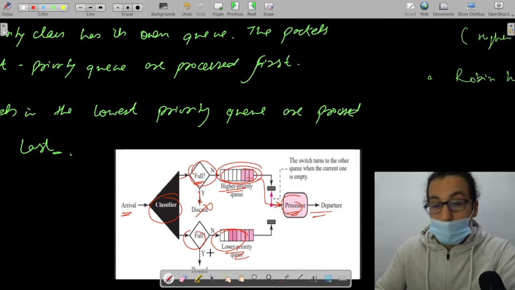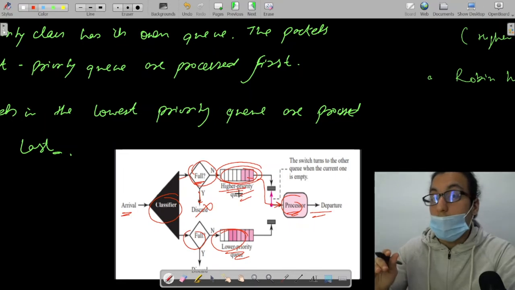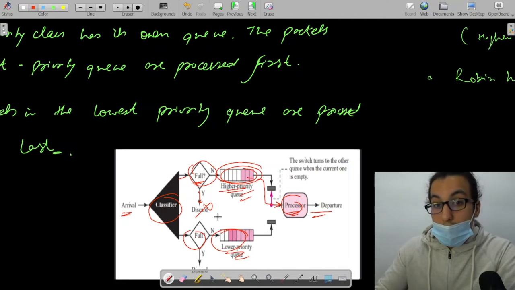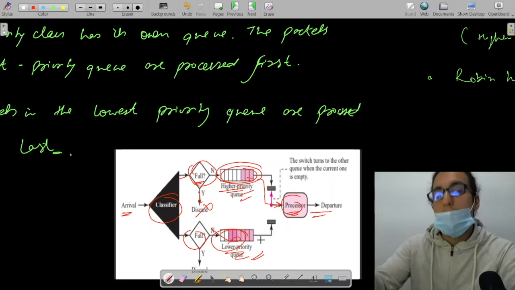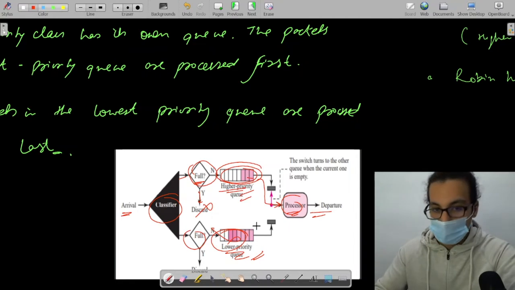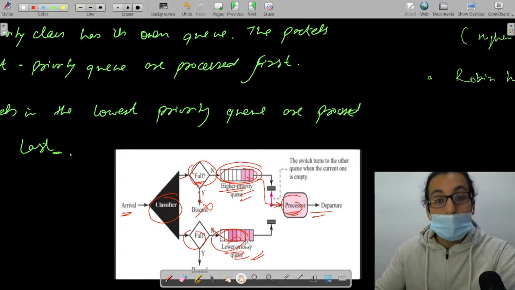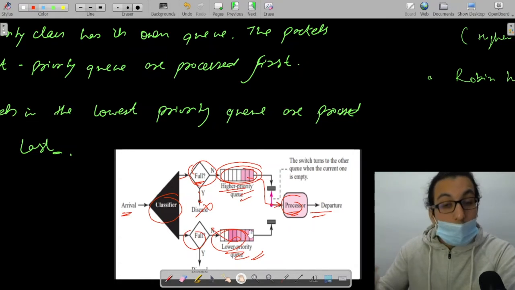But there's a drawback. If the higher priority queue is always full, the lower priority queue would not even get a chance to be processed further.